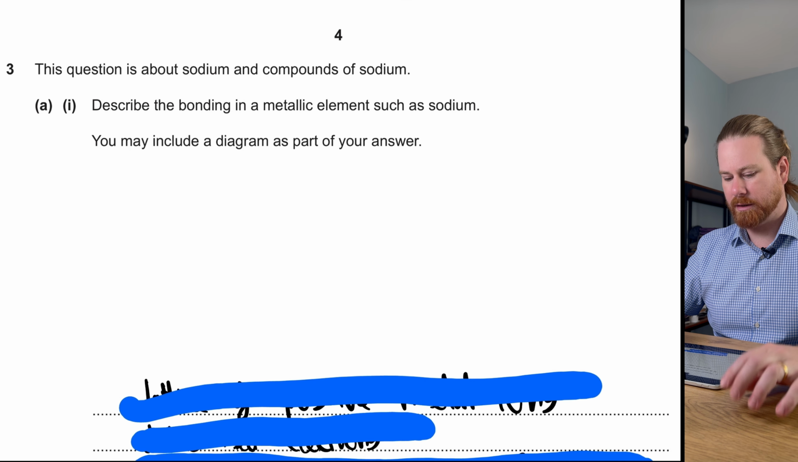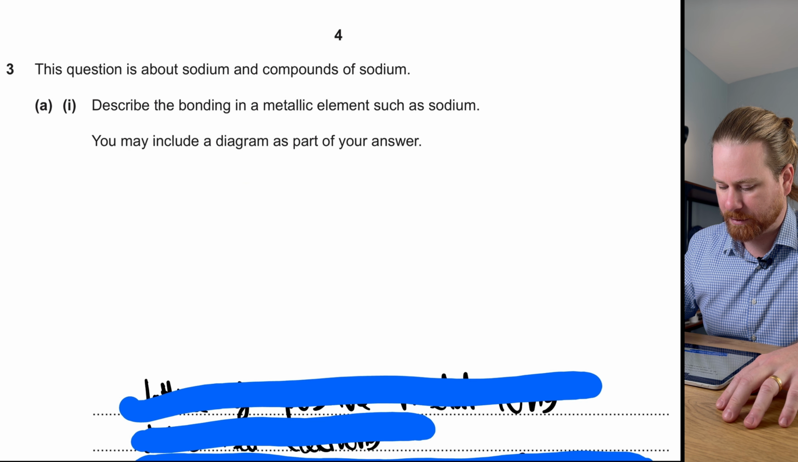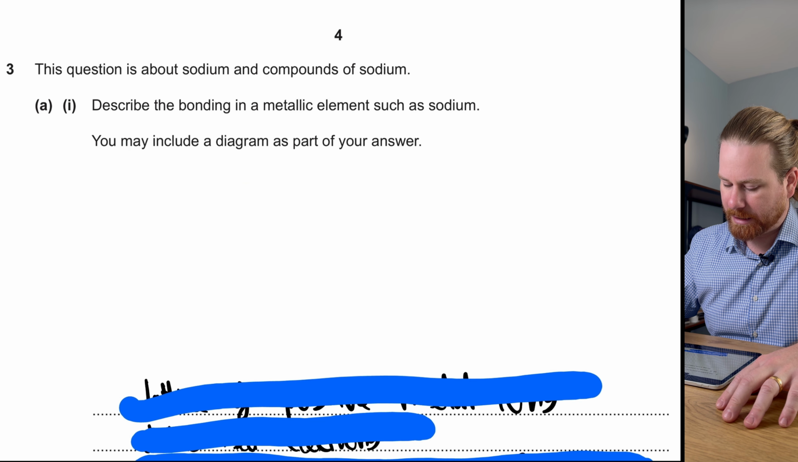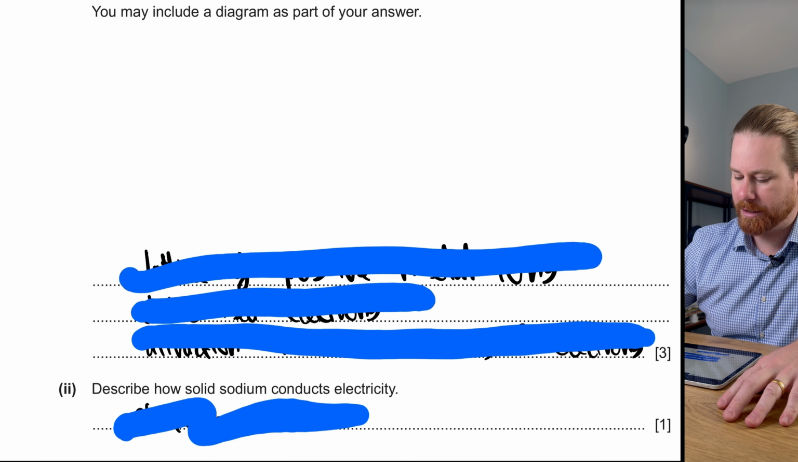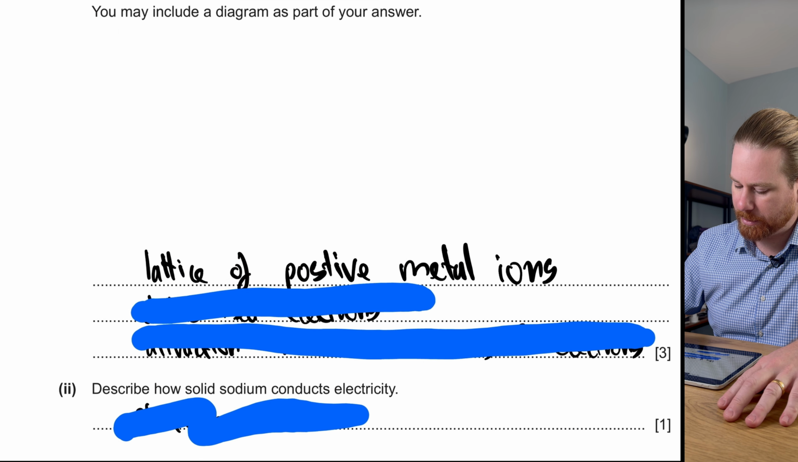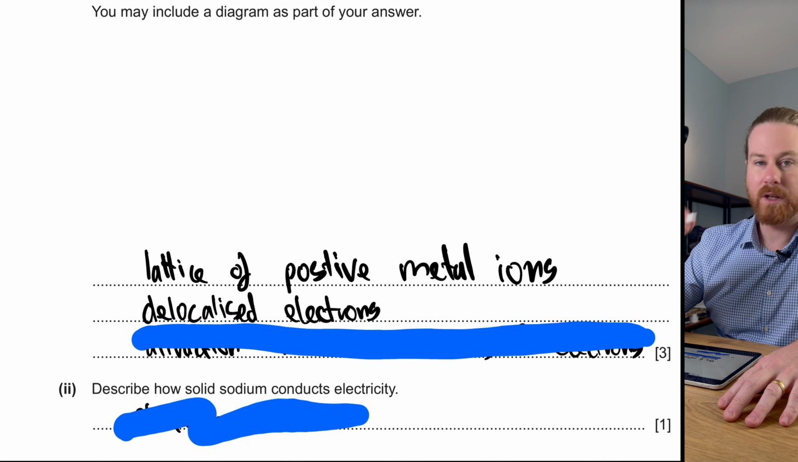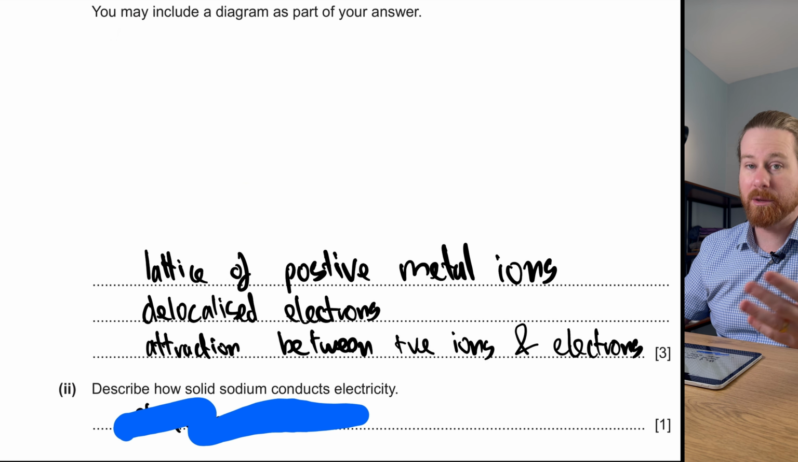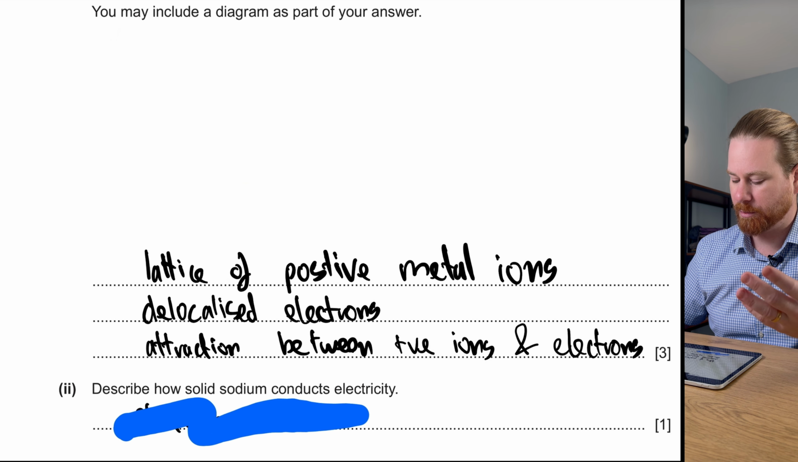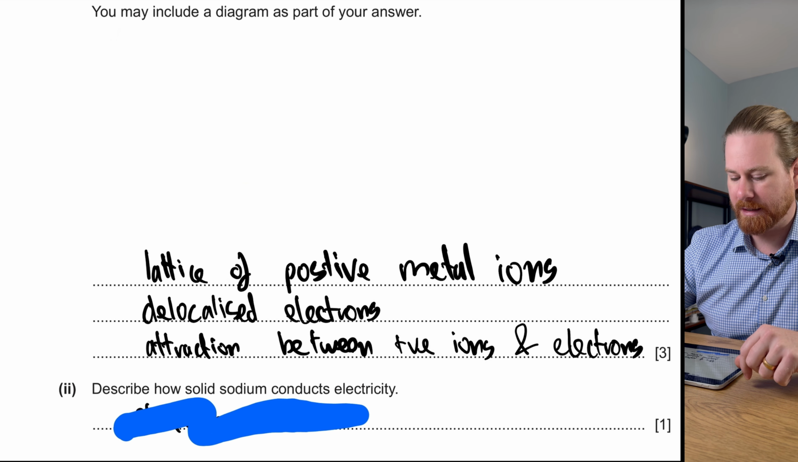This question is about sodium and compounds of sodium. Describe bonding in a metallic element such as sodium. You may include a diagram in your answer, so I've got it written out here. It's to do with the ions. We've got a lattice of positive ions with delocalized electrons, and the metallic bond comes from the attraction between the positive ions and the negative electrons.